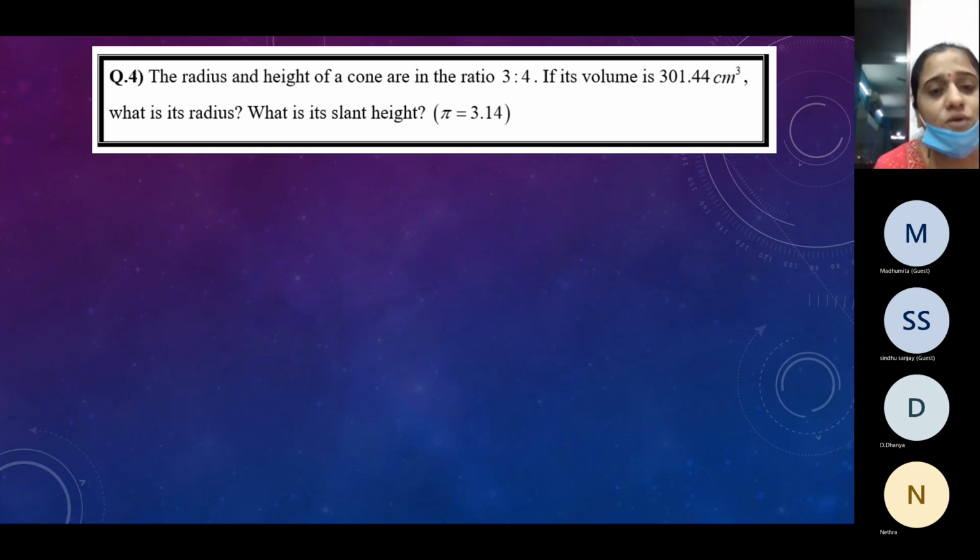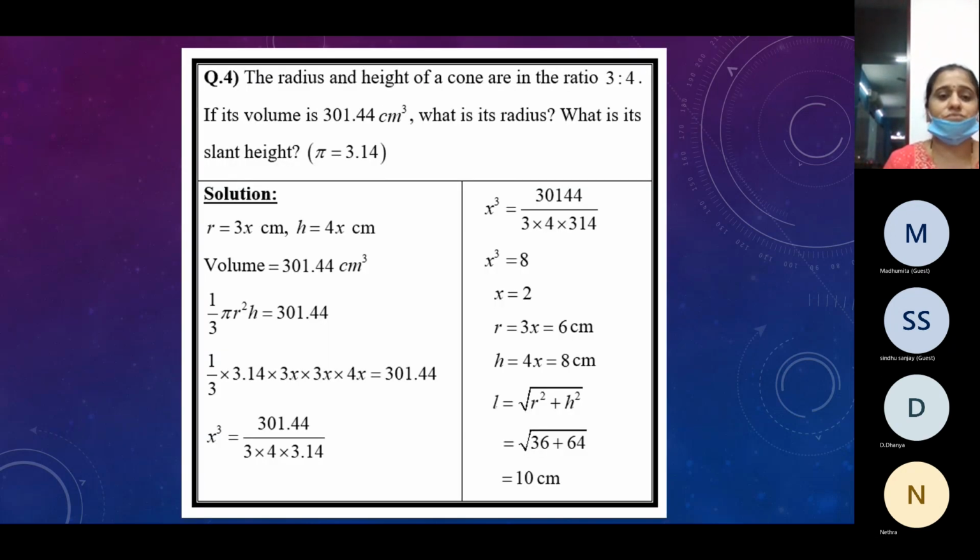The radius and the height of a cone are in the ratio 3:4. If its volume is given to you, what is the radius? What's the slant height? Pi is equal to 3.14. So see here, ratio is 3:4. So let the radius be 3x and let the height be 4x.